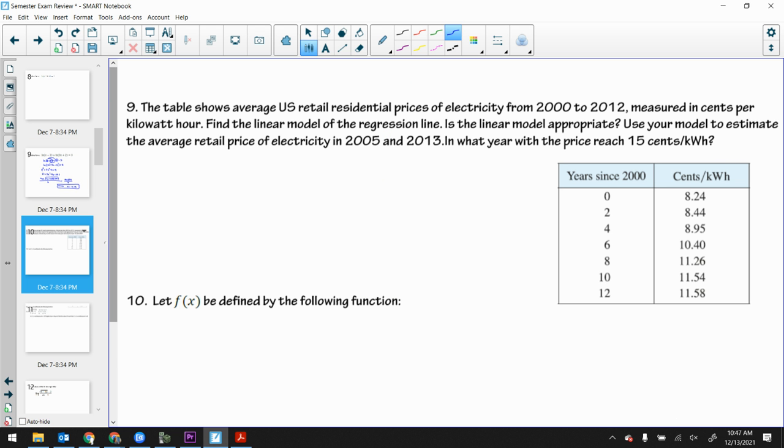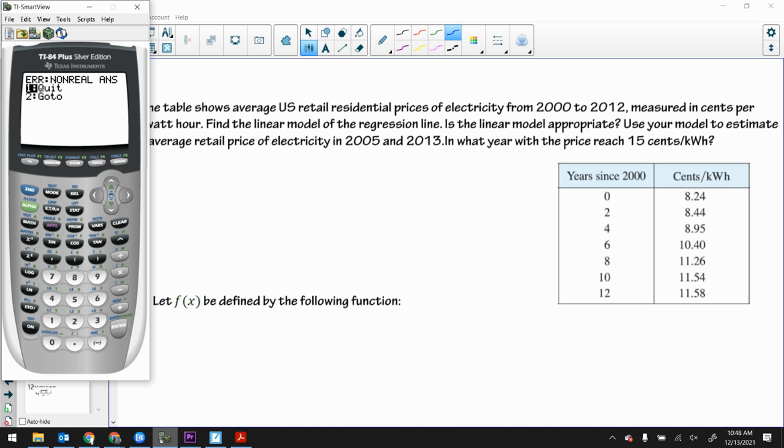Let's keep it going. Hey, let's do a linear regression. Oh, this is easy. The table shows average U.S. retail residential prices of electricity from 2000 to 2012, measured in cents per kilowatt hour. Find the linear model of the regression line. Now, you stats folk, can you do this in your calculator? That's so nice. In my stats class, I was not able to use a calculator. We did this by hand.